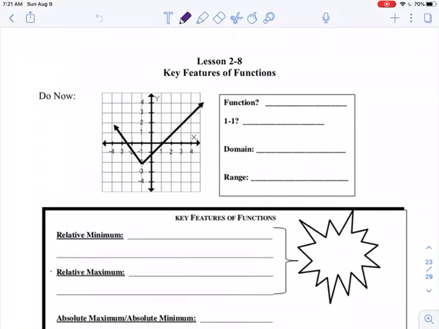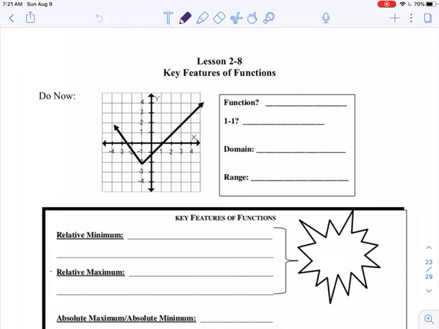Hi, Algebra 2. This is Unit 2, Lesson 8, and we're just going to go over some key features of functions. This is a lot of review of what you learned in Algebra 1. So the first question I want to know, looking at this graph right here, is it a function?